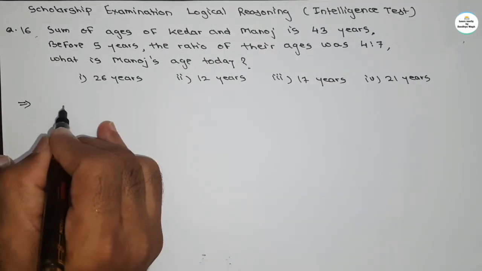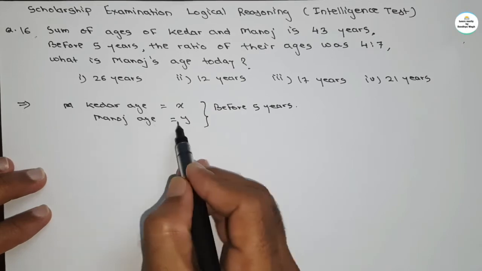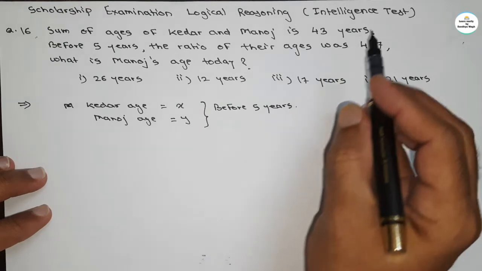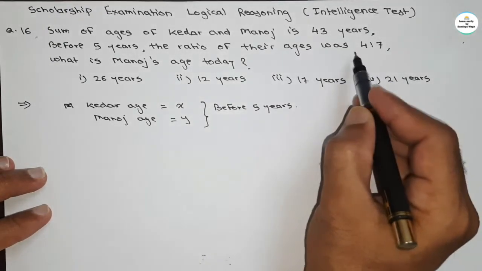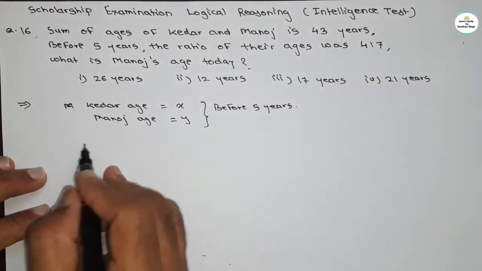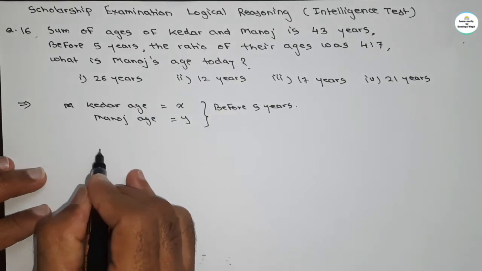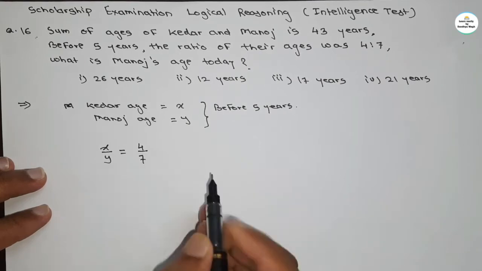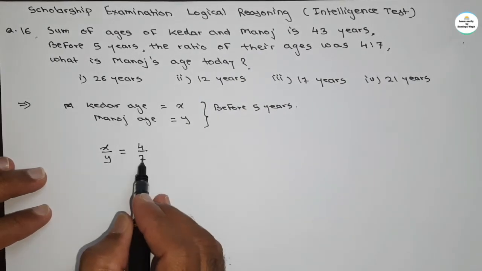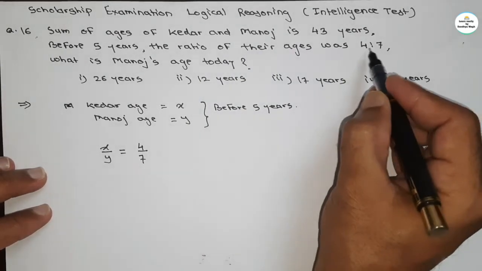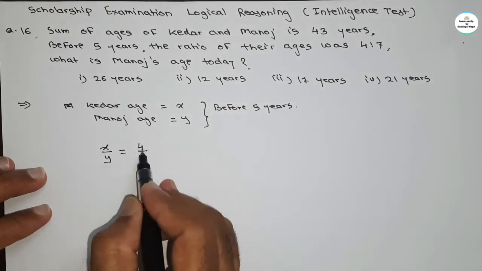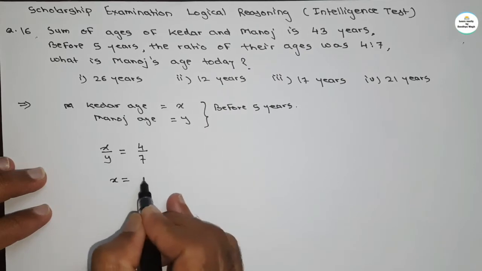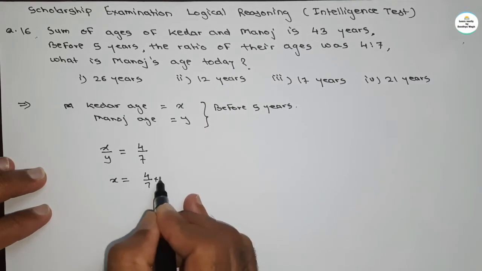So let's assume Kedar's age as X and Manoj's age as Y, but before 5 years. Why? Because the ratio is given before 5 years. So we can write X upon Y equal to 4 upon 7, because the ratio is given 4:7. Means that is X equal to 4 upon 7 into Y.